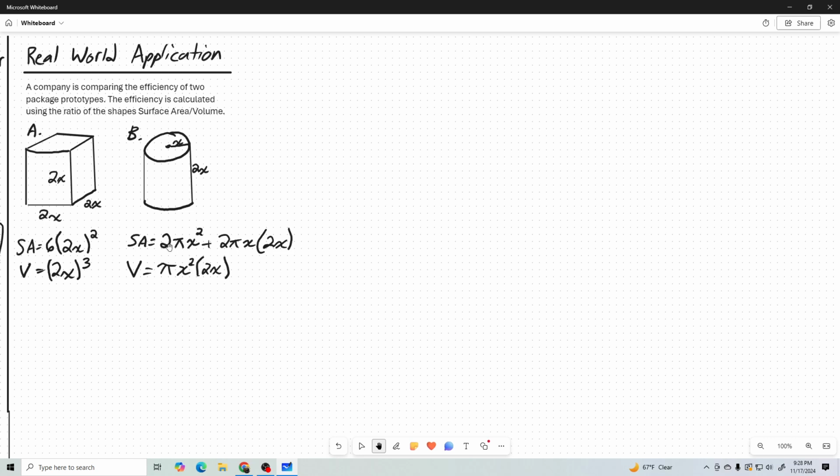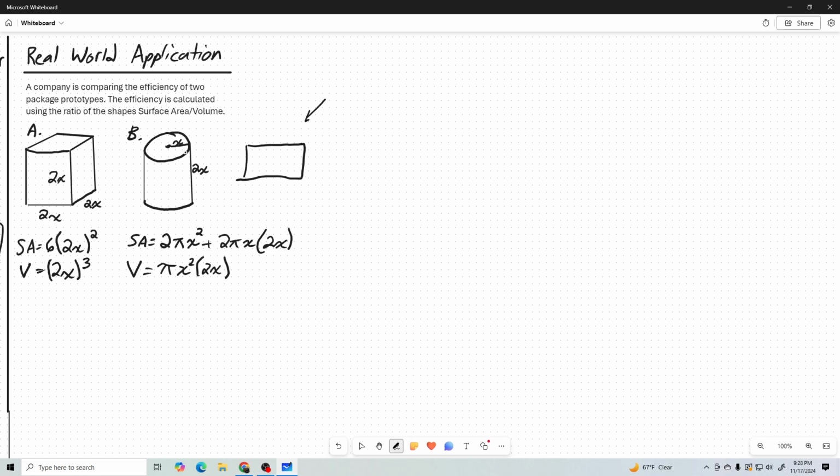The top and the bottom. So that's why it's 2 pi x squared. And then the middle part of a cylinder is actually really cool. It's just a rectangle with the width of the circumference of the circle. So like this here, if we had a rectangle, the circumference of the circle is the width here. And the circumference in this case would be what?